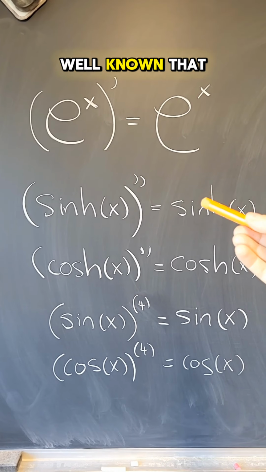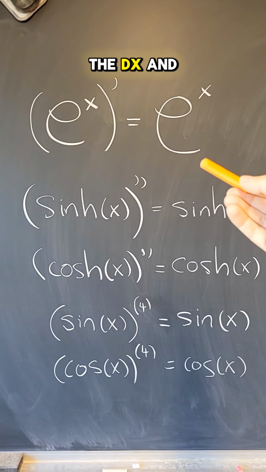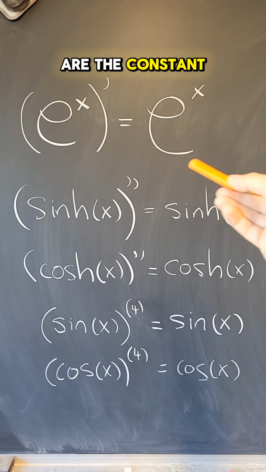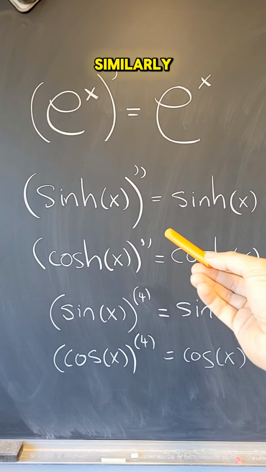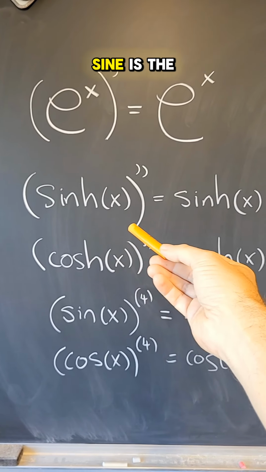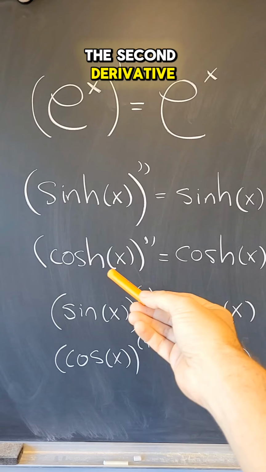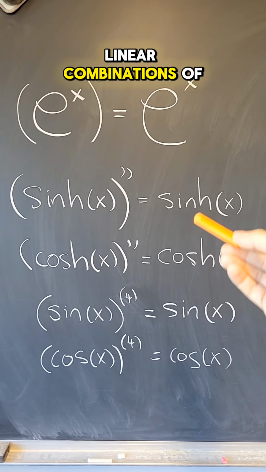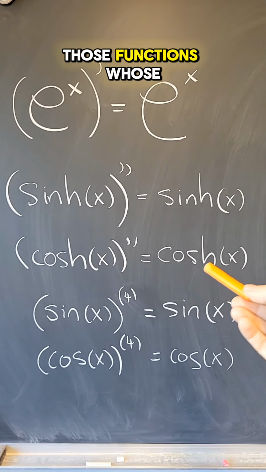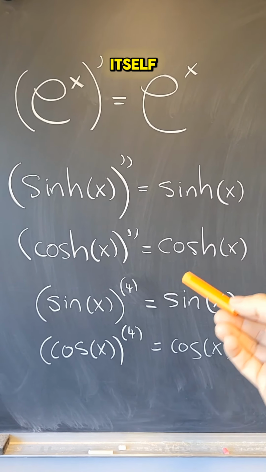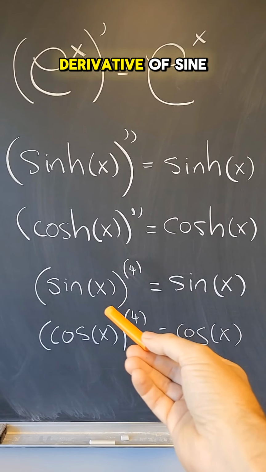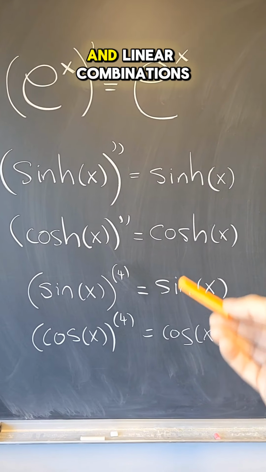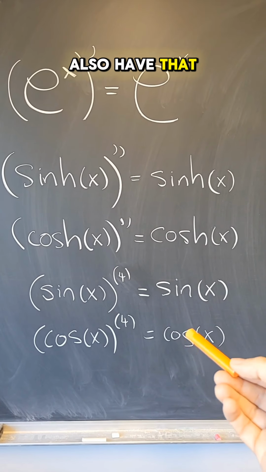It is very well known that the first derivative of e to the x is e to the x. And in fact, all the functions whose first derivative is itself are the constant multiples of e to the x. Similarly, the second derivative of the hyperbolic sine is the hyperbolic sine, the second derivative of the hyperbolic cosine is the hyperbolic cosine, and the linear combinations of hyperbolic sine and cosine are those functions whose second derivative is itself. Also, we know that the fourth derivative of sine is sine, the fourth derivative of cosine is cosine, and linear combinations of these two also have that property.